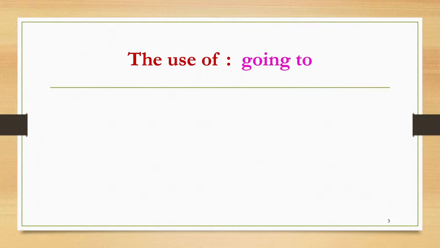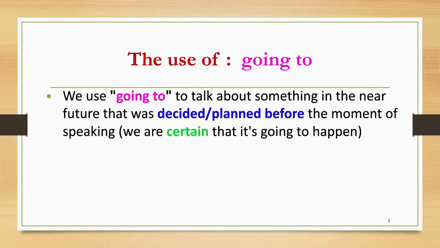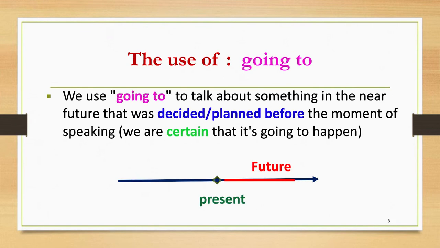But first, let's talk about when to use going to. In English, we use going to talk about something in the near future that was decided or planned before the moment of speaking. So, if this is the timeline, we are here in the present moment talking about something happening in the future, but we already know about that. We already took the decision before the moment of speaking. So we are certain that it's going to happen.